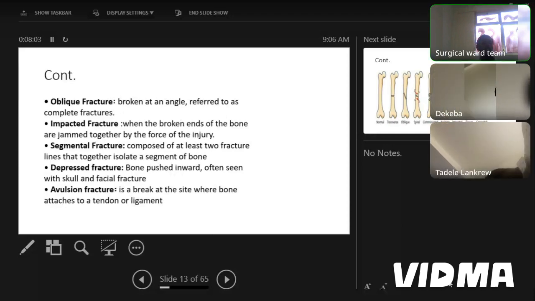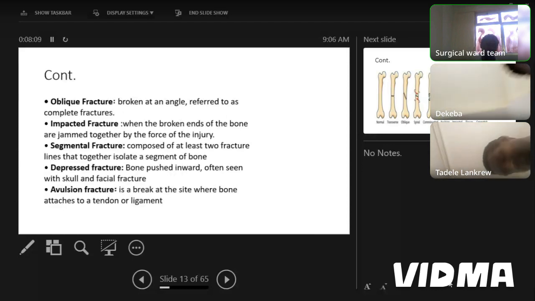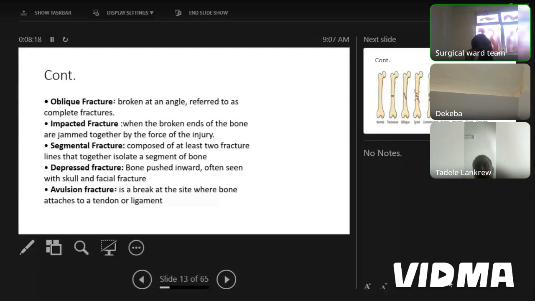The other one is impact fracture, when the broken ends of the bone are jammed together by the force of the injury. The other is segmental fracture, composed of at least two fractures that leave isolated segments of bone. The other is depressed fracture. A depressed fracture happens more on our skull, where the bone is pushed inwards. It is often seen, as I said, in the skull and in facial fractures.